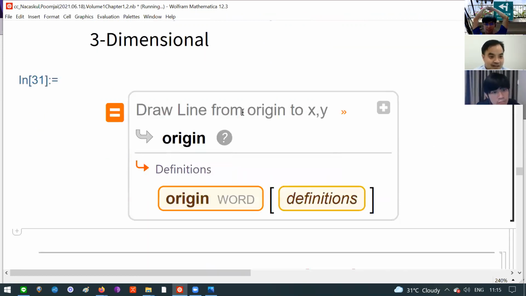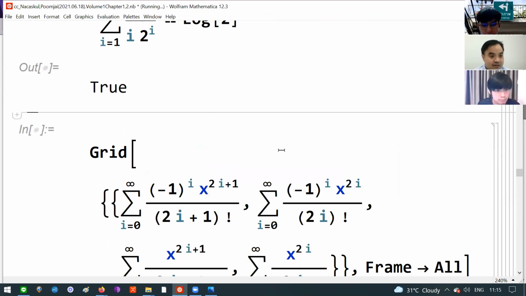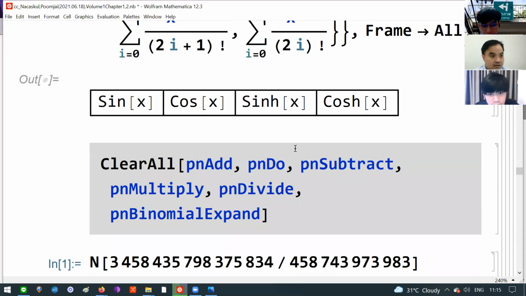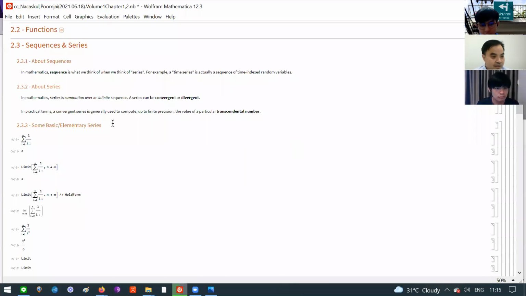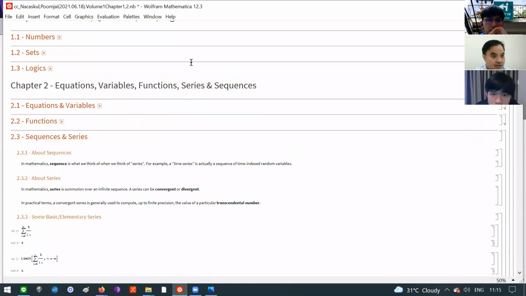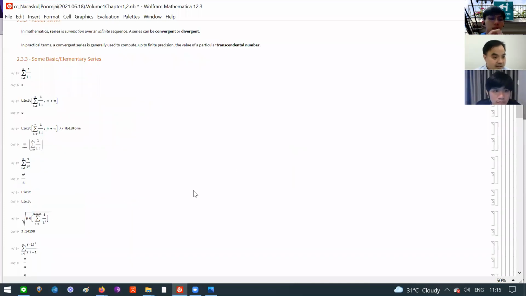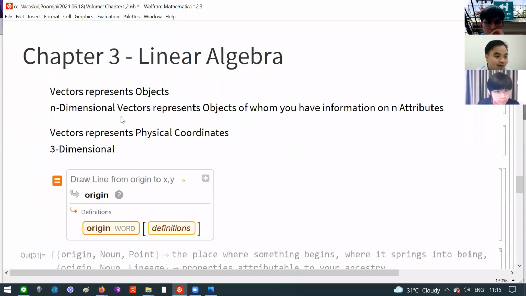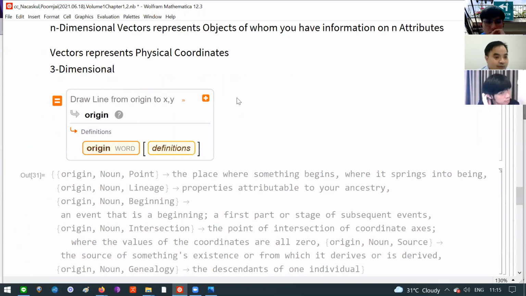Oh, okay. It gave something. Hold on, where did it go? It went somewhere. Okay, there it is. Origin, where something begins. So it doesn't know what you mean by origin. Okay. So anyway, I'm just going to say what you need to do.